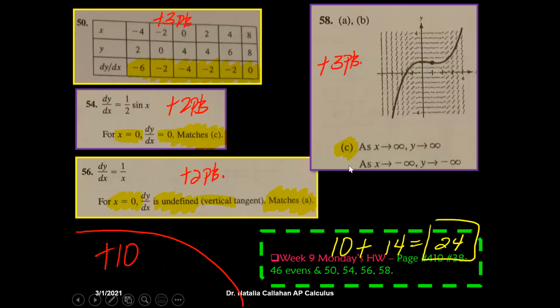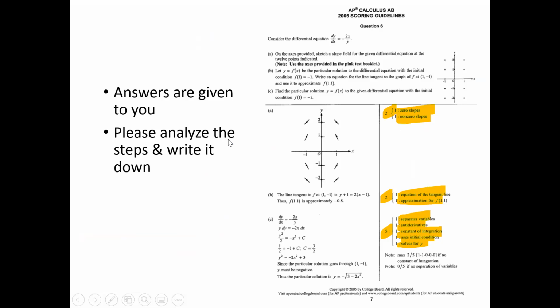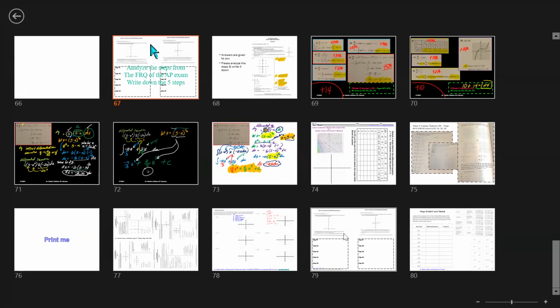Now that you did the 2005 one, I would like you to analyze the 2004 one. Okay, here we go. And then you're going to answer this question on your own. When you're done with this, you're going to go on to the next page, which is this one right here. Here I have 4 different SlopeField questions that were on the AP exam. So take a moment and analyze the 4 questions as well. Get yourself acquainted with it.